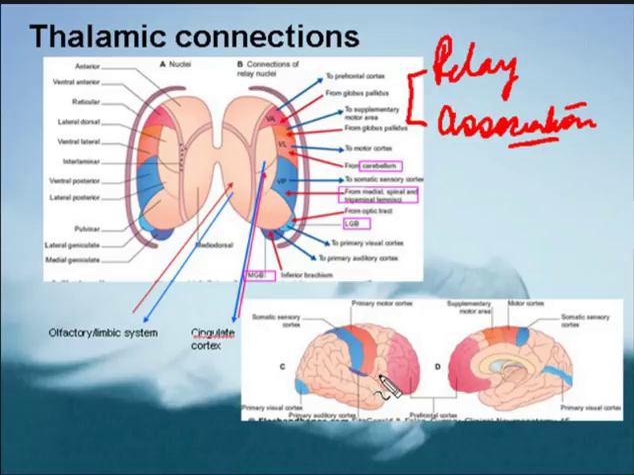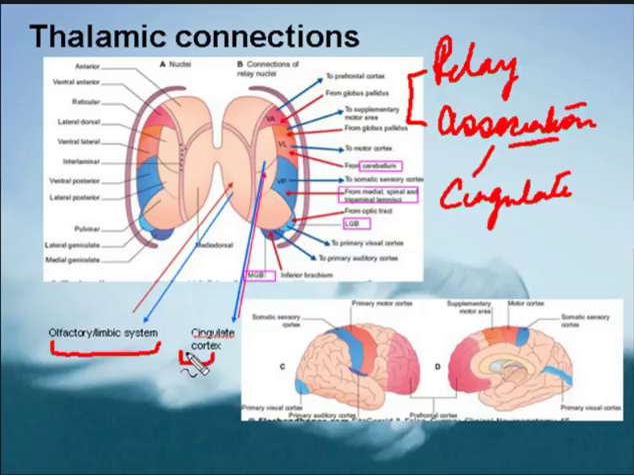So the dorsal tier of nuclei, these are connected to the association areas, and most of them, as I said, are connected to the cingulate gyrus, which is part of the limbic system, so that deals with memory. And the medial dorsal, which is this one, is connected to the olfactory and limbic system. So you can see in either case it is connected to the limbic system, which deals with memory, emotions. Olfaction also is part of the limbic system, so that's what it's connected to.